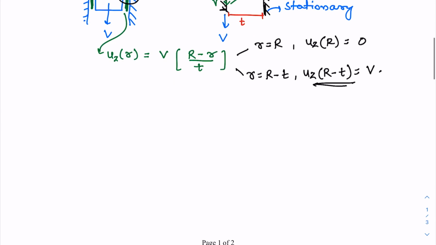Now, to find out the shear force, we need to first find out the shear stress due to the velocity gradients in the oil film. Essentially, we need to find out the viscous shear stress tau rz at r equal to R minus T.